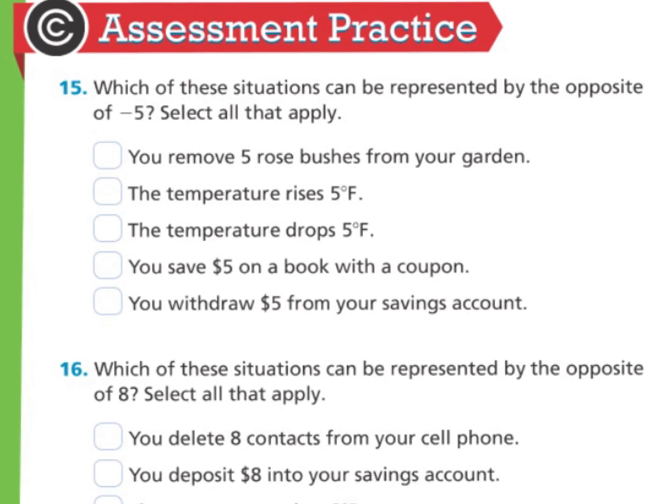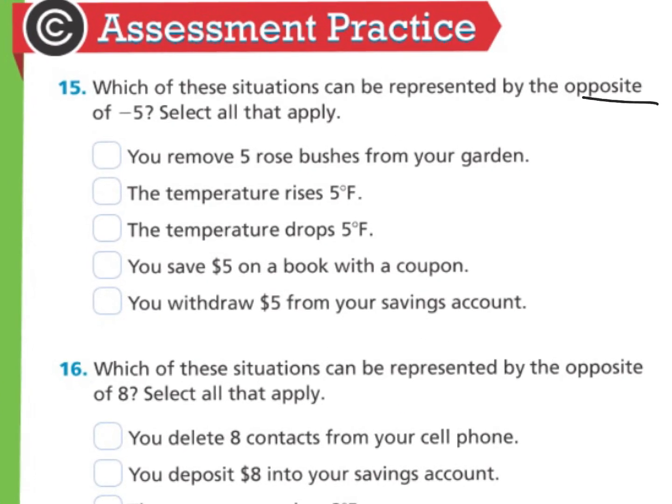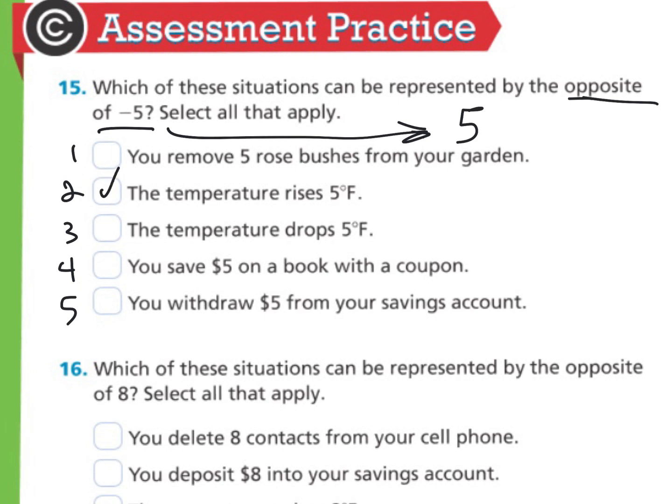Number 15, which of these situations can be represented by the opposite of negative 5? Select all that apply. So the opposite of negative 5 is 5. So we're looking for which of these match up with 5. I guess we'll number these 1, 2, 3, 4, and 5. Number 1, you remove 5 bushes from your garden. That would be negative 5, so that doesn't work. Temperature rises 5 degrees Fahrenheit. That works, so we'll check that one.